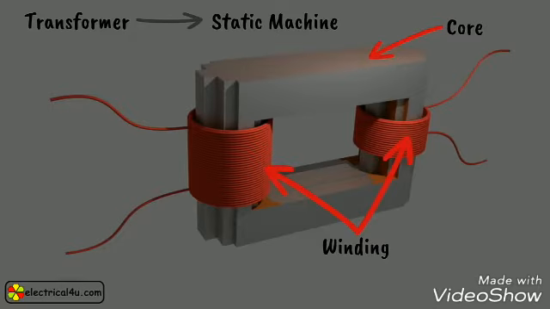Windings are in the form of a coil made of a good conductor of current. The windings of a transformer play a main role in the machine. The winding coils behave as an inductor.